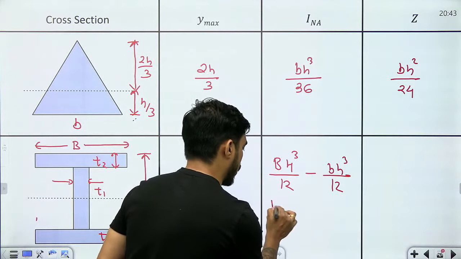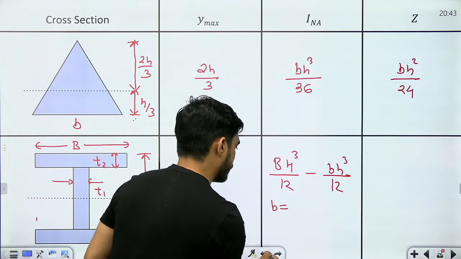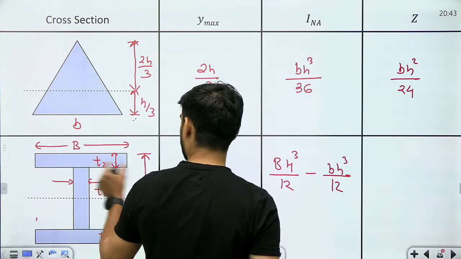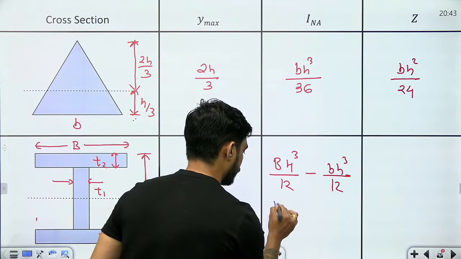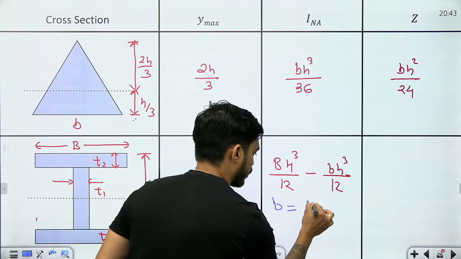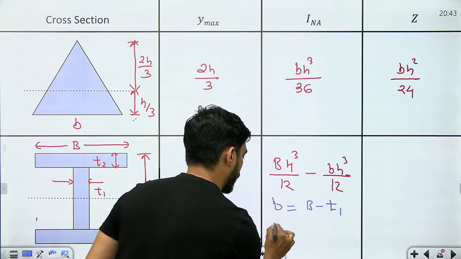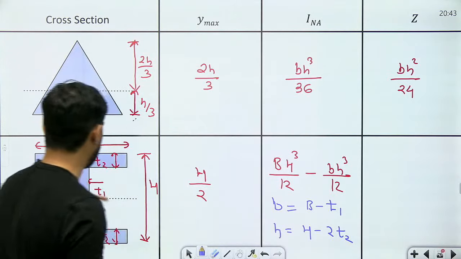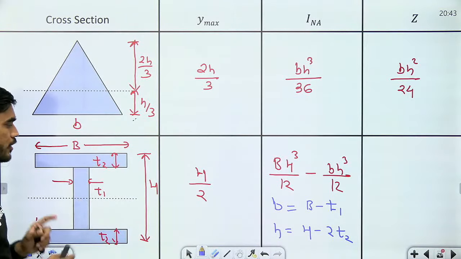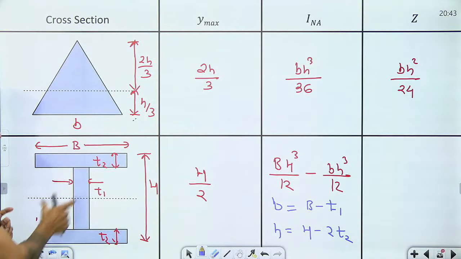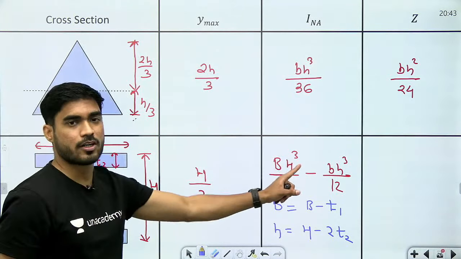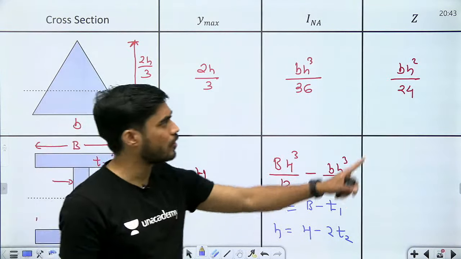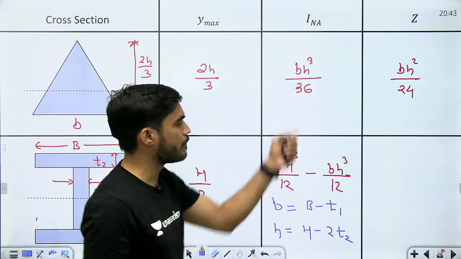Now बेटा what will be small b? Small b कितना हो जाएगा? Small b will be capital B minus T1. And what will be small h? Capital H minus 2T2, है ना? Small h क्या होगा? Capital H minus 2T2. तो पूरा rectangle minus ये खाली space का rectangle will give you the moment of inertia of I section. z देखने की जरूरत नहीं है, okay, because anyway you will not remember the equation of z, you have to remember the equation of I.